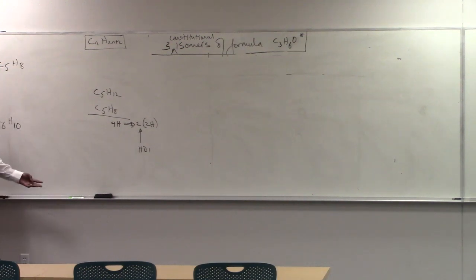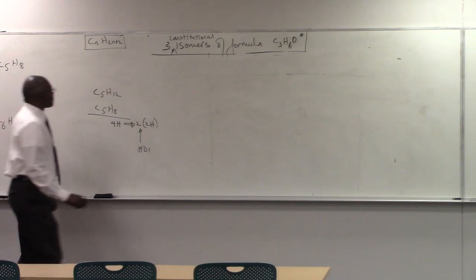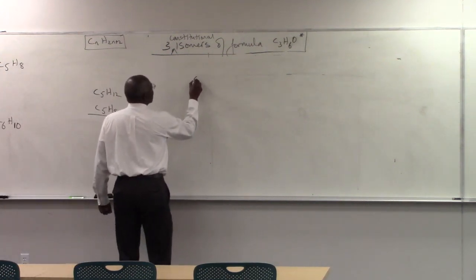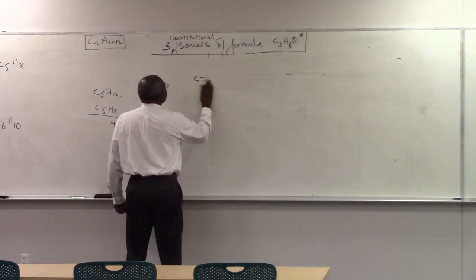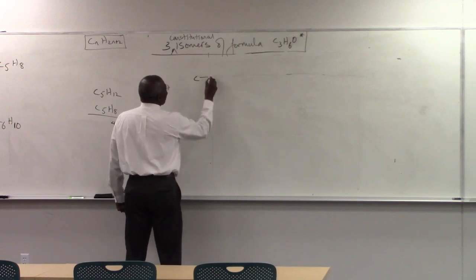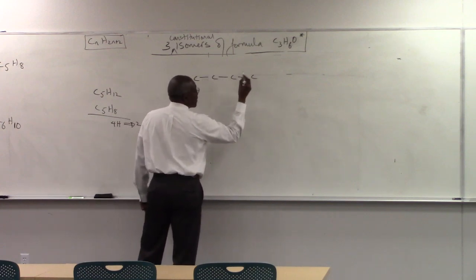So now, knowing that, with 2 HDIs, I can either have 2 double bonds, a double bond and a ring, 2 rings, or a triple bond. Let's just pick one of each. So I can have 2 double bonds. I'm going to go ahead and can either have these. This is where the beauty comes in.